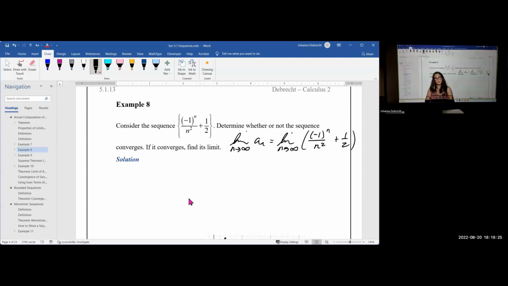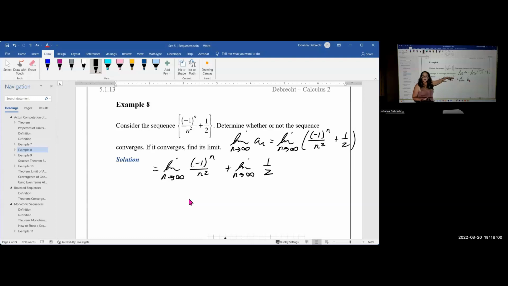Now we saw from the properties of limits that we can split the sum into two limits. And so this gives us the limit as n goes to infinity of (-1)^n over n squared plus the limit as n goes to infinity of 1/2. The second one is the limit of a constant, which is a constant, so that just gives us 1/2. What about the first one? Well, by the properties I talked about up above, the numerator is either 1 or -1.